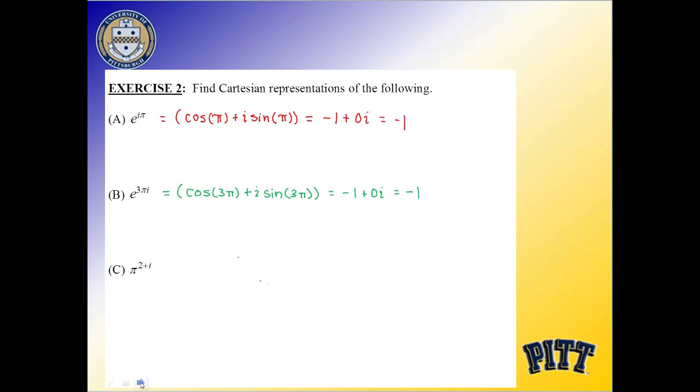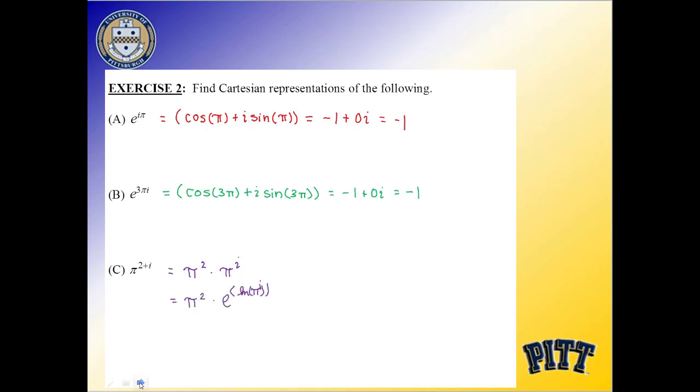Sometimes they'll give you some challenging ones. I think this was pulled off of a WeBWorK problem. So I want to be able to write pi to the 2 plus i power, which is pi squared times pi to the i power. Pi to the i power is what I'm going to have to convert a little bit, because pi squared is just a number.